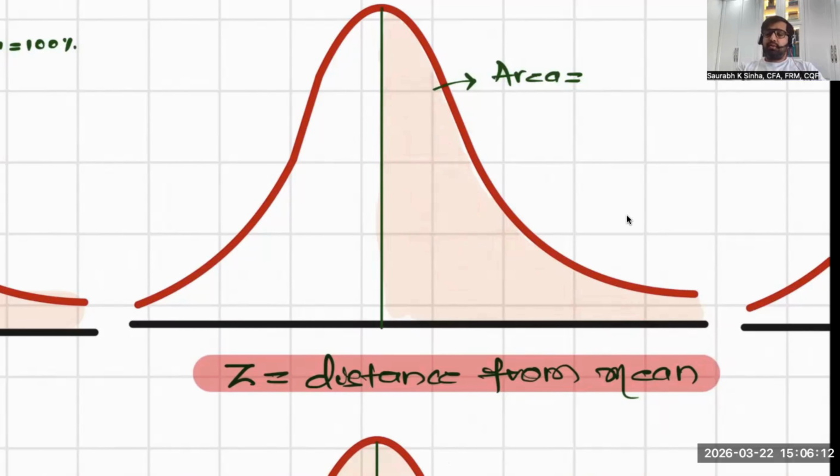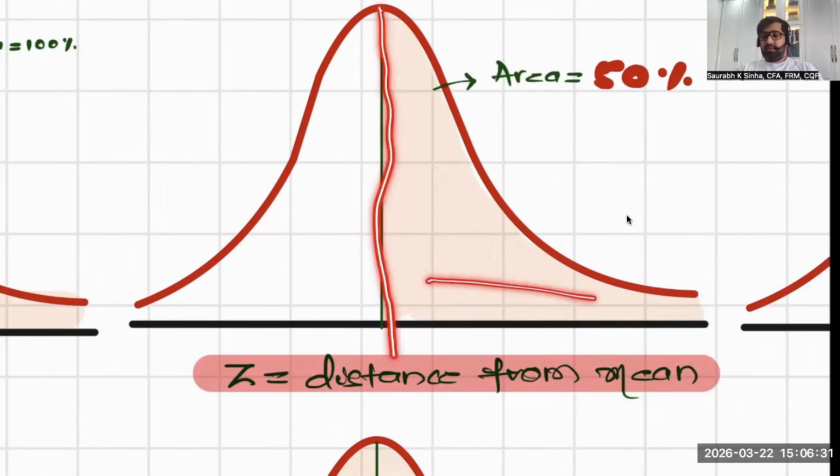This area is going to be what? Area is going to be 50% because that is a mirror image. And this area is also going to be what? 50% because they are mirror images. If the total sum is 100%, then definitely the line that bisects the distribution into two equal halves, which is the mean, median, and mode in the case of normal distribution, because mean is equal to median is equal to mode in normal distribution.